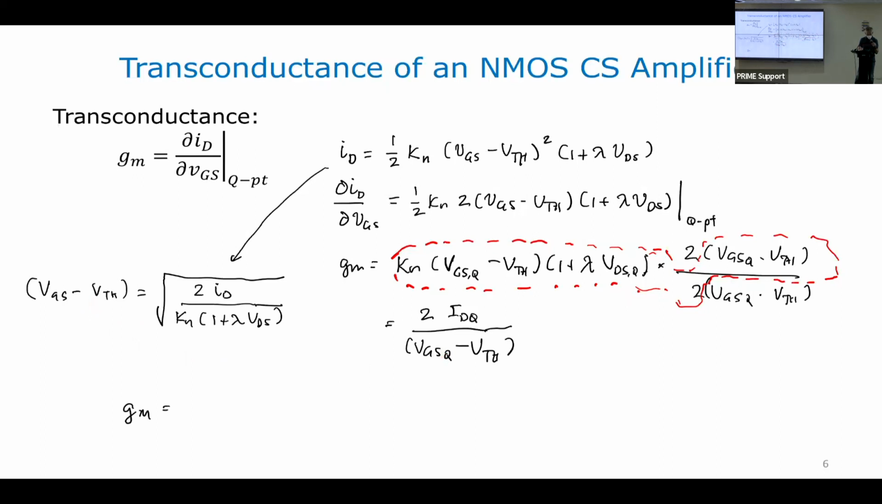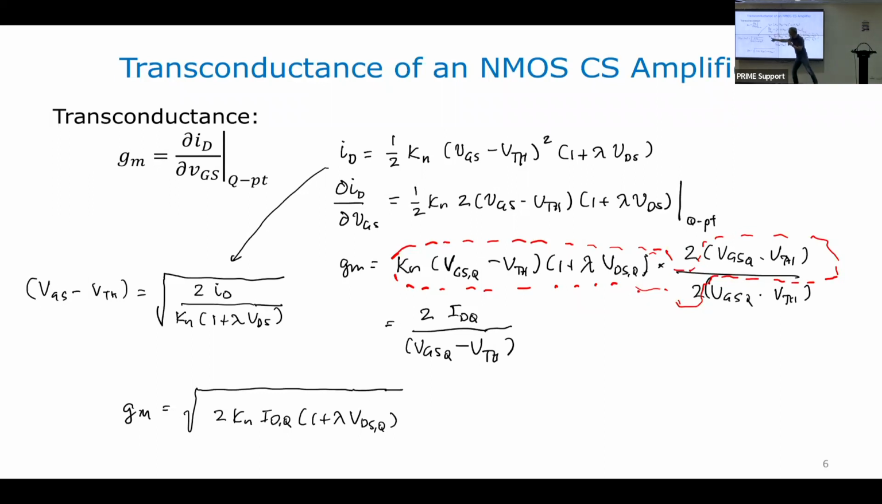My G sub M is going to be the square root of 2 Kn IDQ times (1 plus lambda VDSQ). So 3 possible expressions for G sub M.